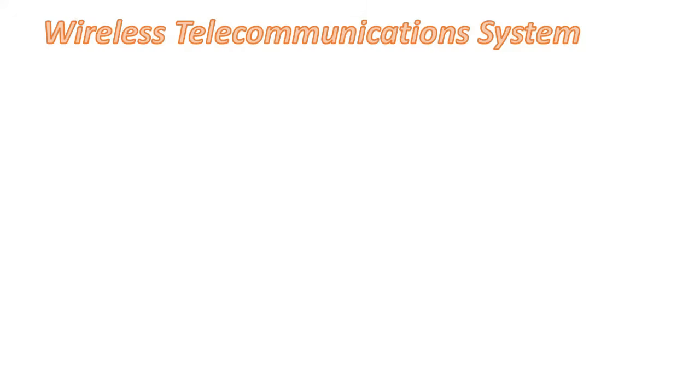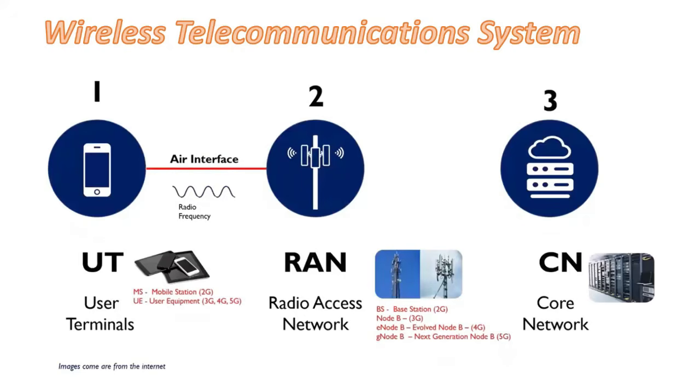So, the wireless telecom system. Wireless telecommunication systems are composed of three main components or parts. We have the user terminal, right? Examples can be smartphones, tablets, laptops, and other mobile devices. Basically, any kind of wireless device. The user terminal is connected to the RAN wirelessly, or you can say through the air interface.